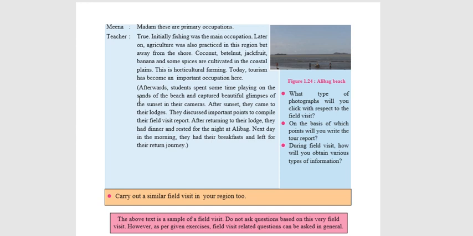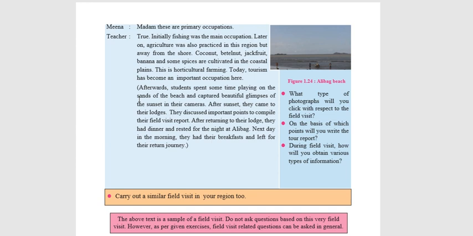It is necessary to write a tour report after a field visit. The tour report has to be written on the basis of introduction, aim and objectives of the field visit, collecting and presenting information, and conclusion. We come to the end of the lesson. Please read the lesson from the PDF forwarded to you.